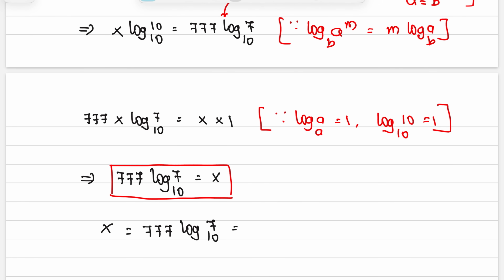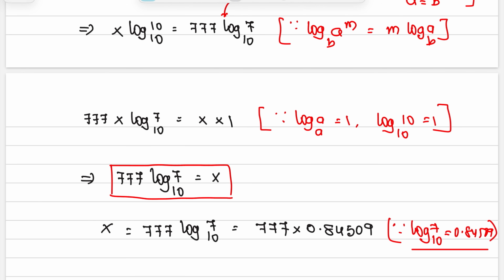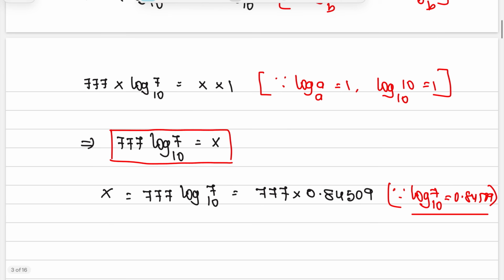Please see the previous lecture, where I have already explained this. What is the value of log 7 to the base 10? The value of log 7 to the base 10 is 0.84509. Please remember this value. Since log 7 to the base 10 is equal to 0.84509, please remember this value. The same value I used in the previous lecture also.